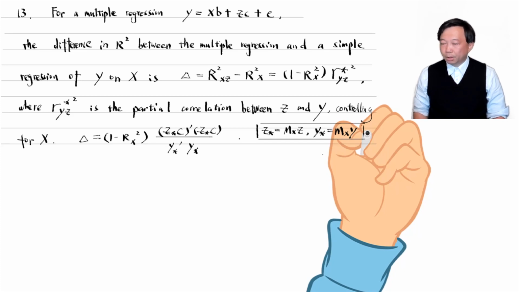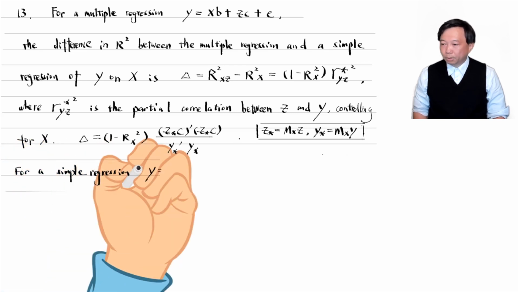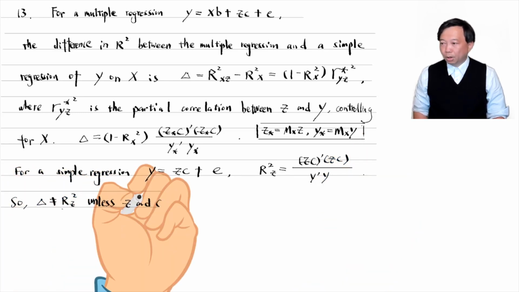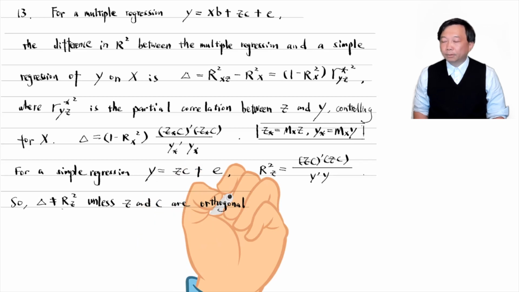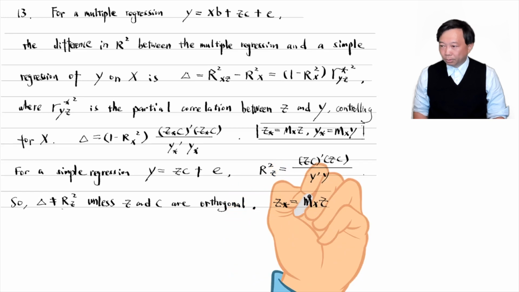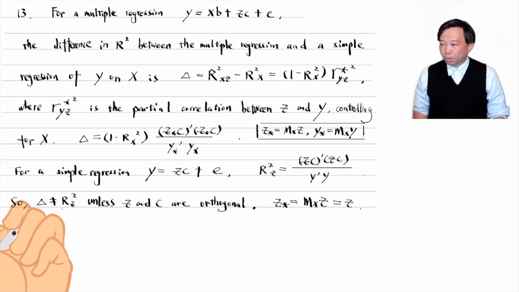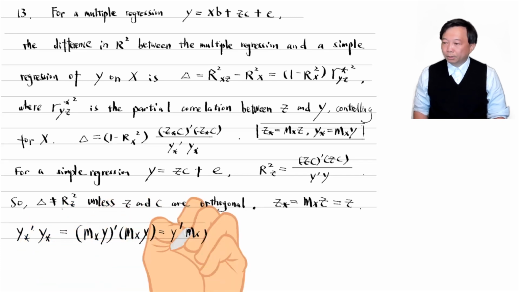Delta is the increase in the r-squared when an additional variable z is added to the model. On the other hand, in a simple regression of y on z, the r squared is as follows. Usually, it is not the same as delta, unless x and z are orthogonal. If this is the case, x and z are not correlated, so the residual from the regression of z on x is z itself. We can also simplify the expression to show that they are equal to each other.